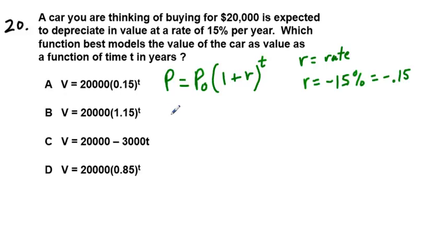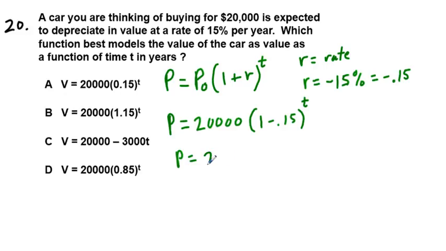To use our function, our principal, P, is equal to our starting value of the car, which is $20,000, times 1 plus r, so that's minus 0.15, to the power of t. Simplifying 1 minus 0.15, we have P equal to 20,000 times 0.85 to the power of t. The answer choices have a V, but that really doesn't matter. So D is our correct answer to problem number 20.